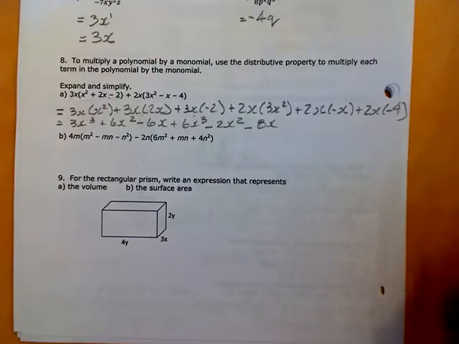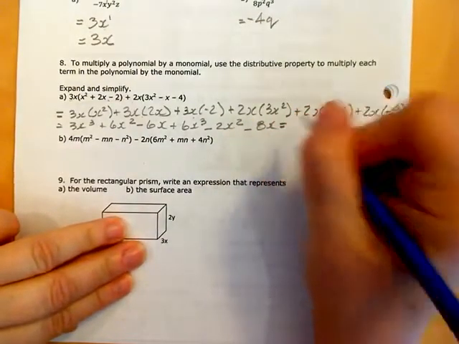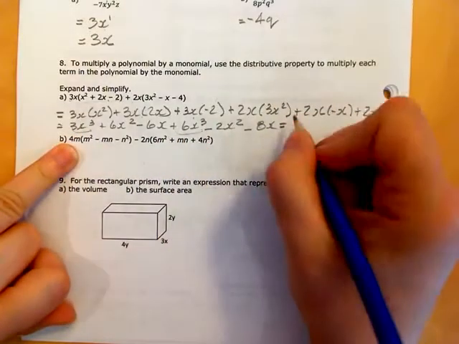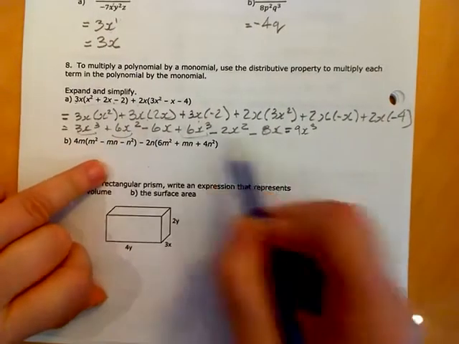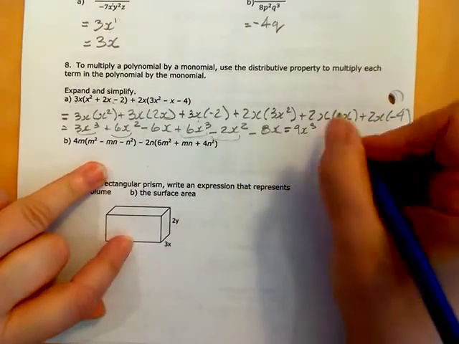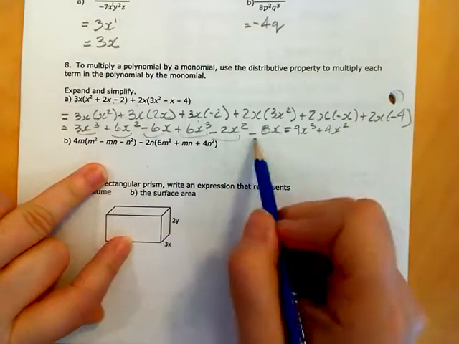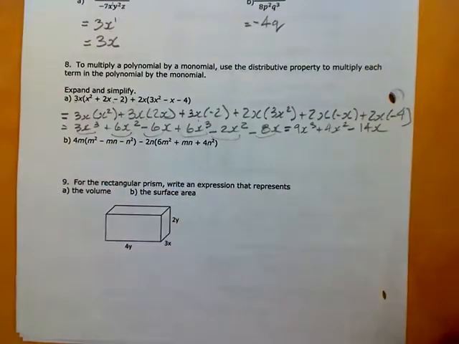So now I have some collecting to do. I'm going to do it right here because I'm running out of room. So I've got 3x cubed and 6x cubed is 9x cubed. Then I have 6x squared minus 2x squared is plus 4x squared. And then I have minus 6x and minus 8x is minus 14x.